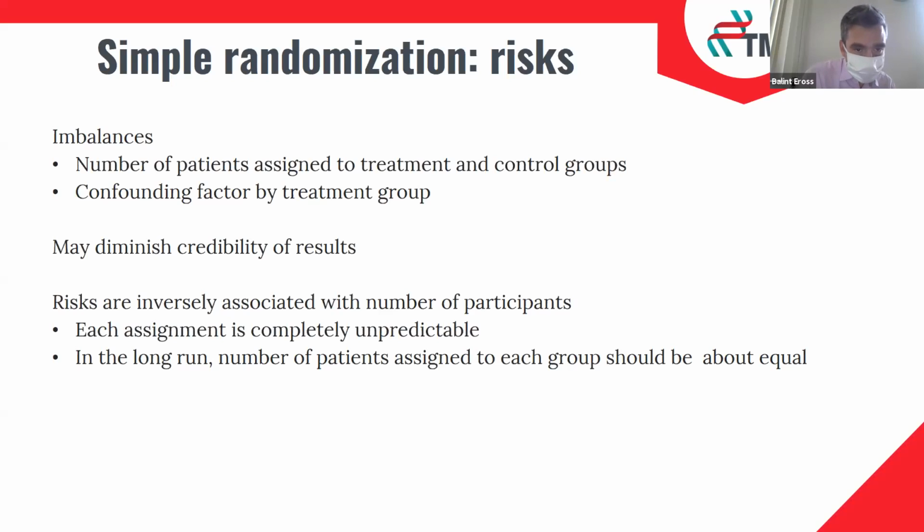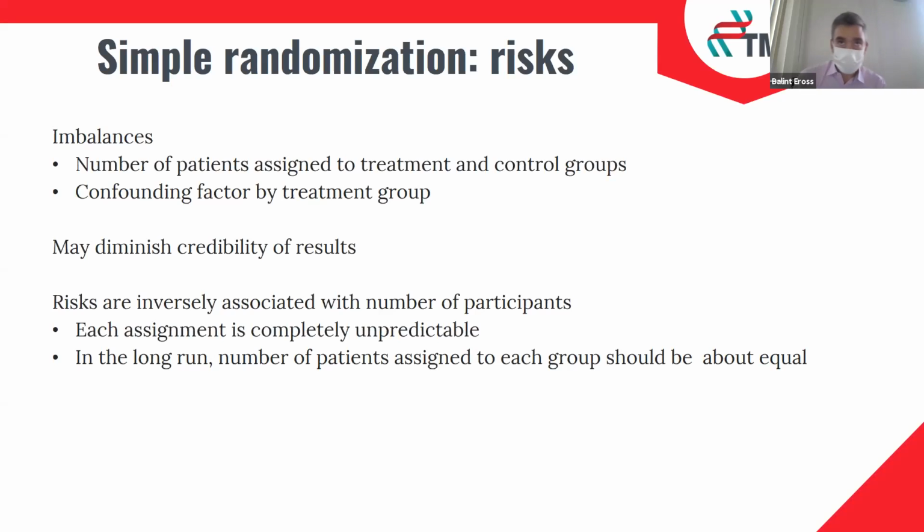Confounding factors can be very imbalanced if you do simple randomization. Because of this, the results of a study with simple randomization may have diminished credibility. Let's say we had done the study with 10 patients in which one of the study arms only had obese patients, where we know that obesity is a major confounder from the intervention's point of view. That diminishes the credibility of that particular study's results. And these kinds of risks of simple randomization are inversely associated with the number of participants.